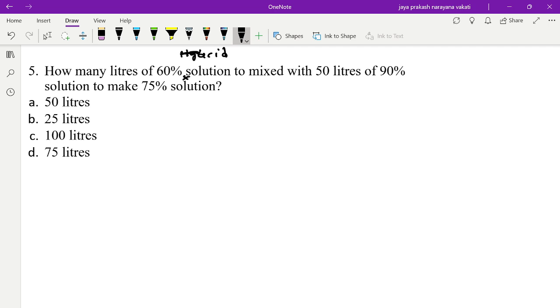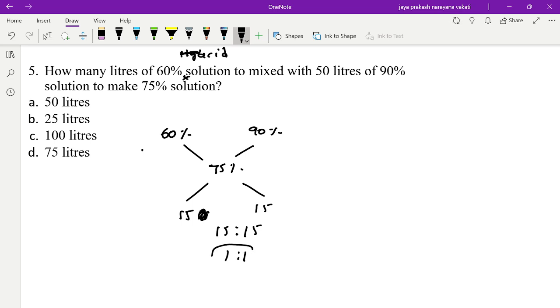Now it is given the first one is 60% pure and the second variety is 90% pure and the resultant should have 75% pure. And I told you, this is nothing but the quantities ratio I'm going to get. The difference between 75 and 90 is 15. The difference of 75 and 60 is also 15. That means 15 is to 15, which is a 1 is to 1 ratio I need to mix.